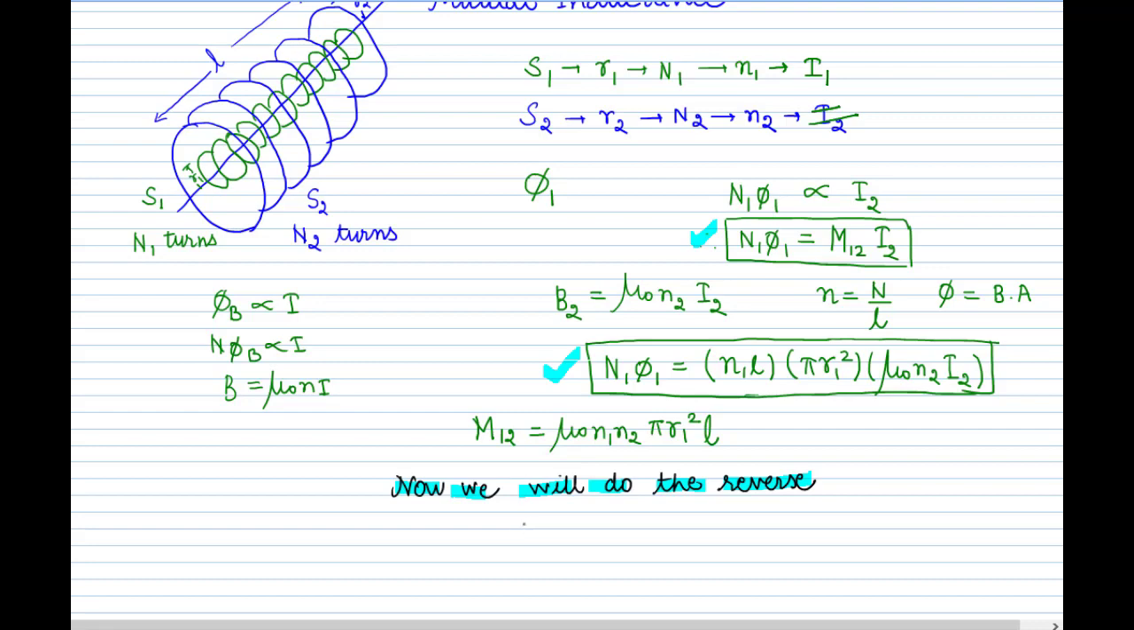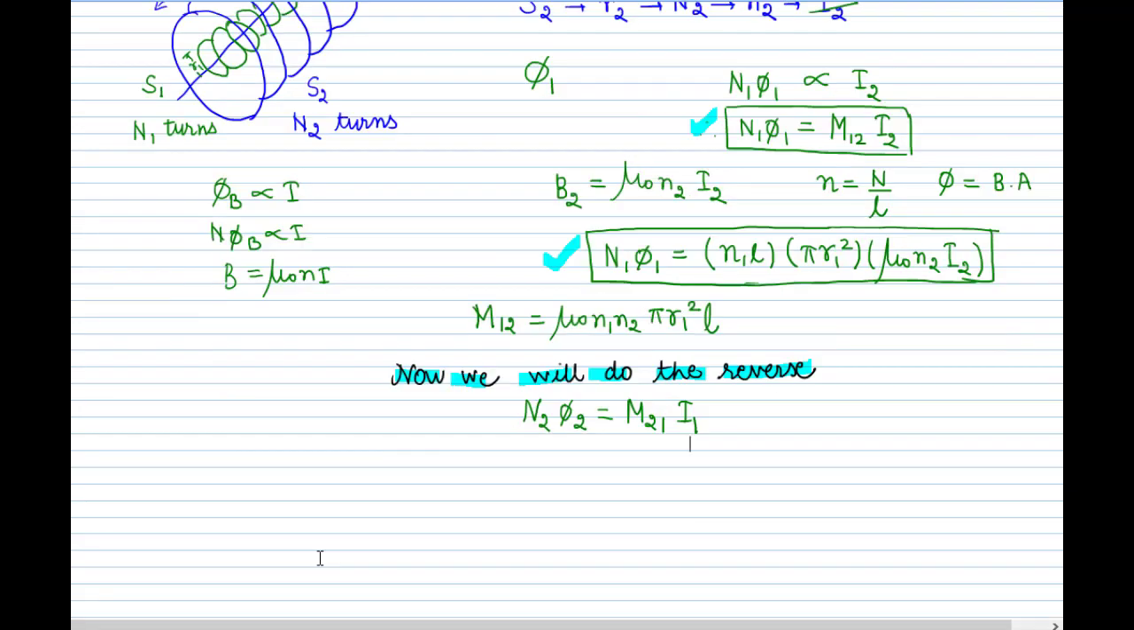Similarly, we can write that capital N2 is the number of turns in the second coil. So N2 phi2 is proportional to I1. Again we introduce a proportionality constant M21, because now the magnetic flux is in the second coil due to the current in the first coil. So M12 is the mutual inductance of solenoid S1 with respect to S2, and M21 is the mutual inductance of solenoid S2 with respect to S1.